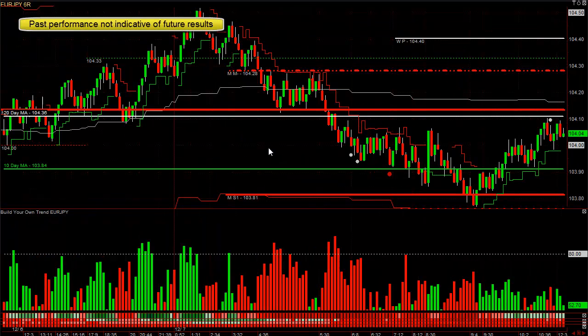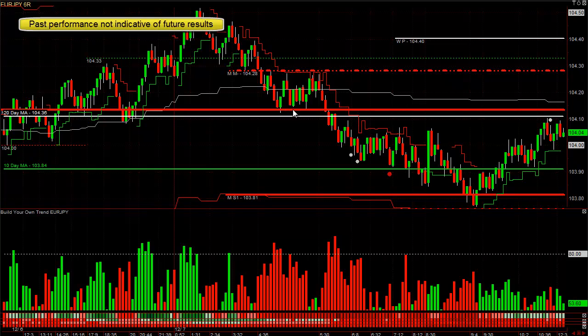Let me fast forward to today. This one came down and it broke the hourly right here, and it's kind of finding support. There's a 20-day moving average here, a monthly pivot level, or actually previous month's low. Major support.